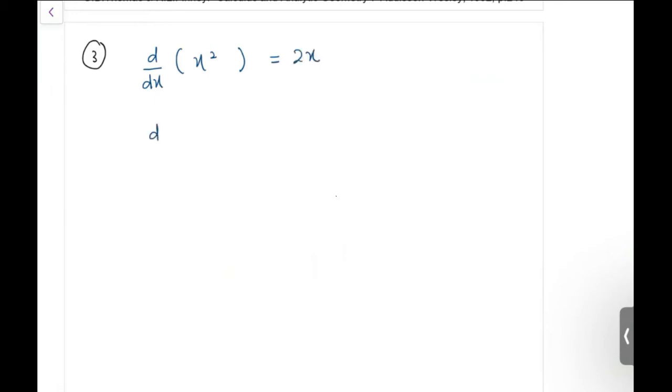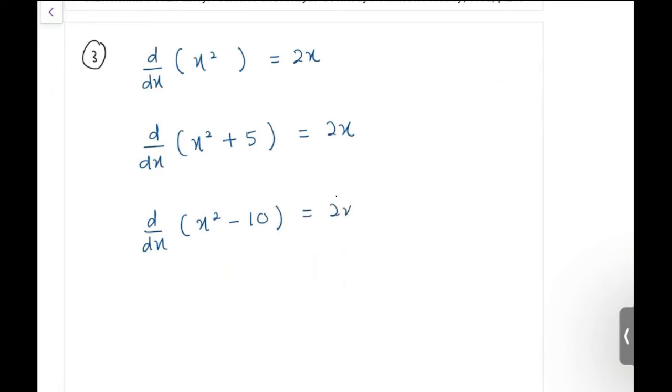Okay, next, let's say I want to differentiate x squared plus 5. So here, our answer is still 2x. So another example, let's say I want to differentiate x squared minus 10. Now I chose a negative constant. Our answer here is still 2x. So from here, you can see that even though we differentiate 3 different functions, we still get the same answer. And that's where C comes from.